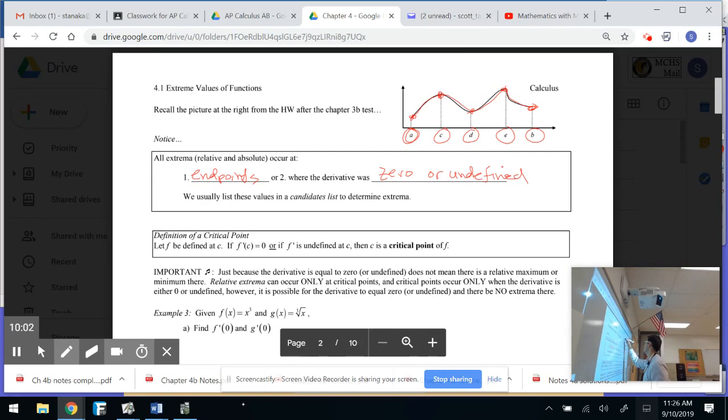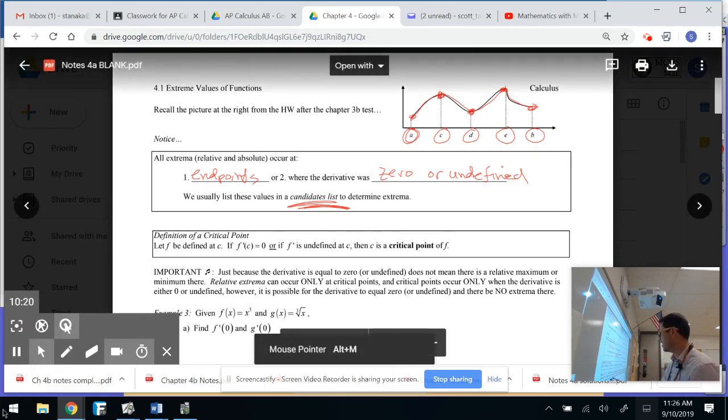I had some zero derivatives there, horizontal tangents. I had a little corner cusp going on right there, and that was a max. Okay, we usually list these values as a candidates list, and then we determine which of them are relative, which of them are absolute. Okay, definition of a critical point, right?